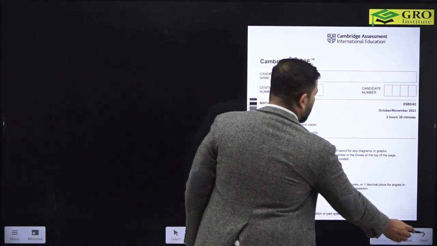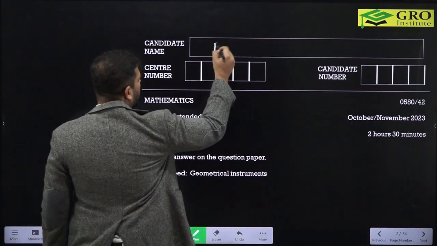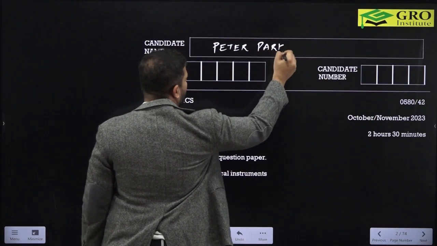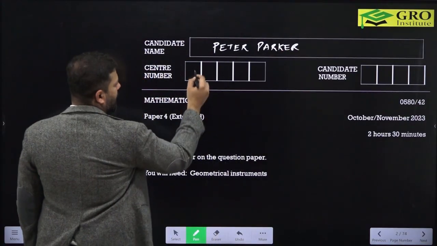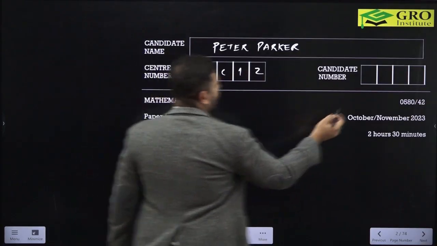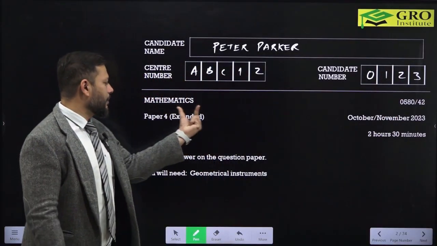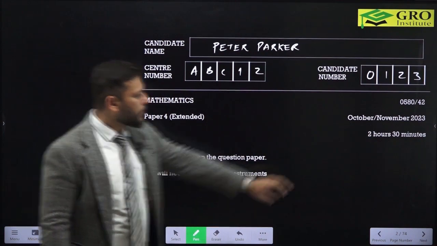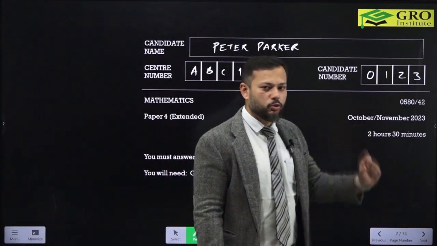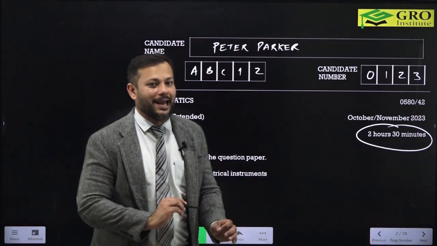Let us now look at the important instructions. As we know already, we start by writing the name, and we chose Peter Parker, isn't it? Our Spider-Man. Yes, so you will write your name over here, followed by the center number. Center number could be anything like A, B, C, 1, 2, it depends. Candidate number could be 0, 1, 2, 3, and these are the details. Mathematics paper 4 extended. 580 is the subject code, 42 is the variant, that is of October-November 2023. This is the time allotted to you, right? 2 hours 30 minutes is the writing time.